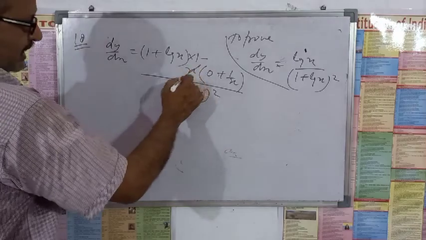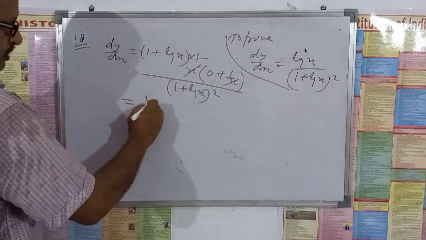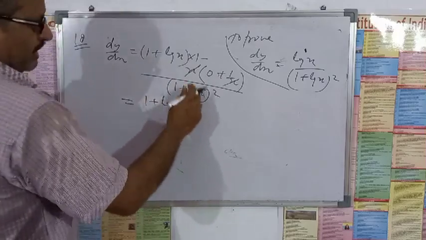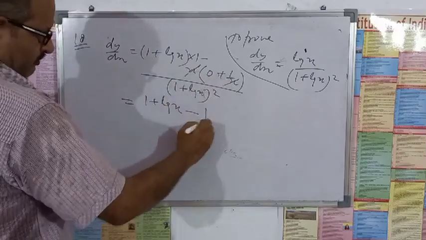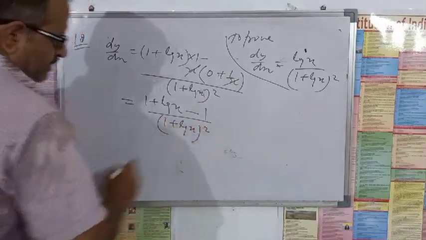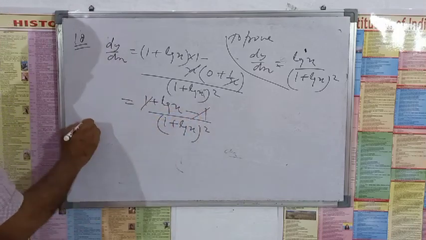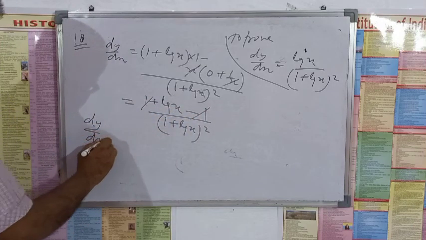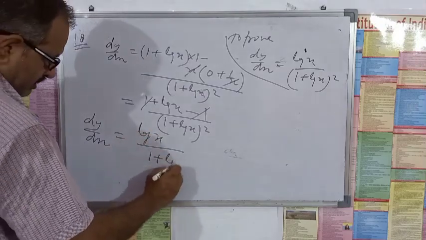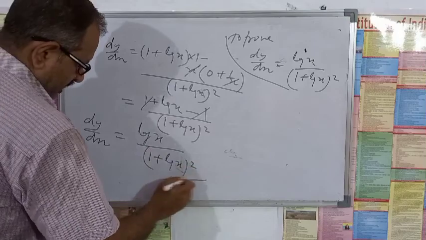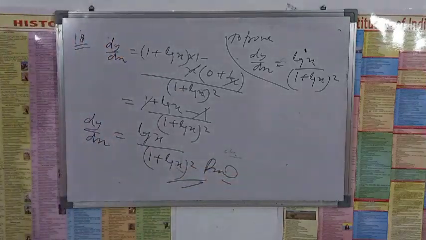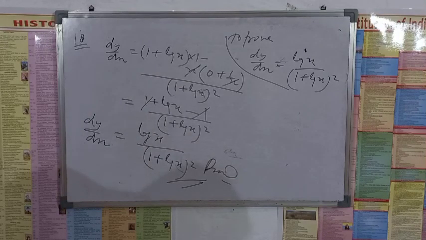So here we can cancel x with x. 1 plus log x into 1, 1 plus log x. Minus, x cancels with x, 1 into 1, 1. Upon 1 plus log x whole square. Plus 1 minus 1 cancel. So dy by dx is equal to log x upon 1 plus log x whole square. Proved. So it is proved.